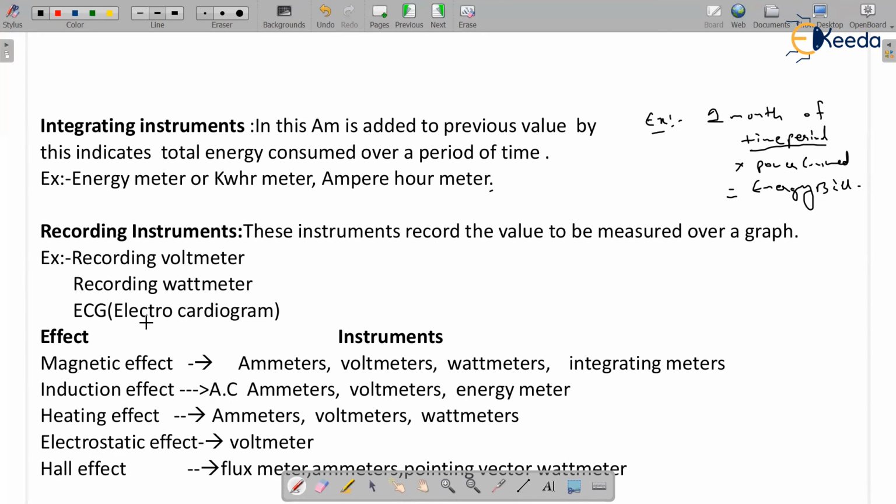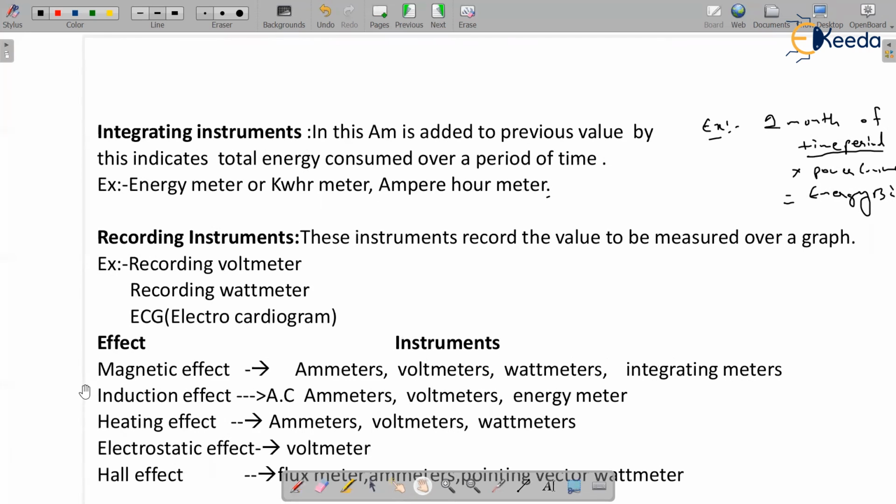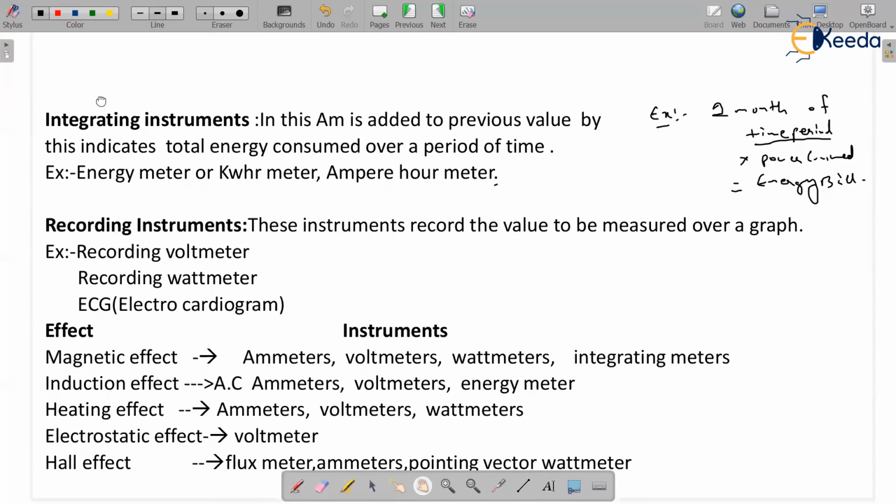Next, the classification based on the effect used by the instruments. These particular effects, magnetic effect and induction effect, are used by these meters: ammeter, voltmeter, wattmeter, integrating meters. Induction effect.